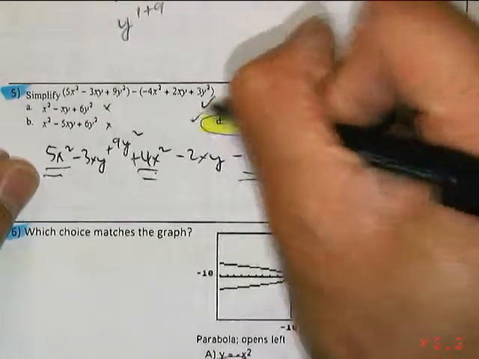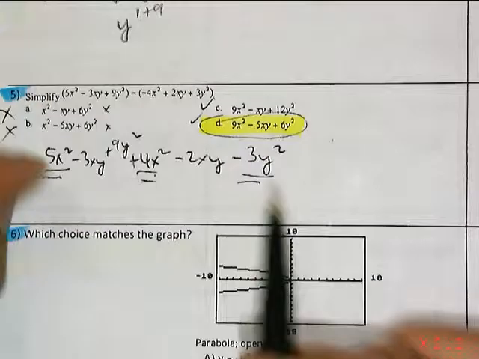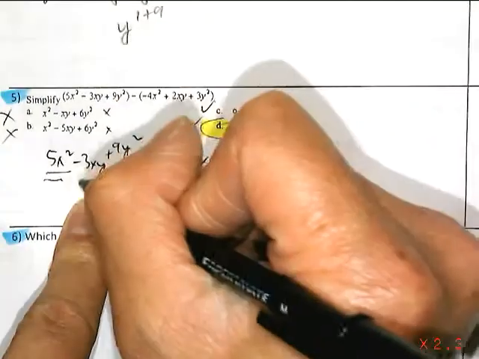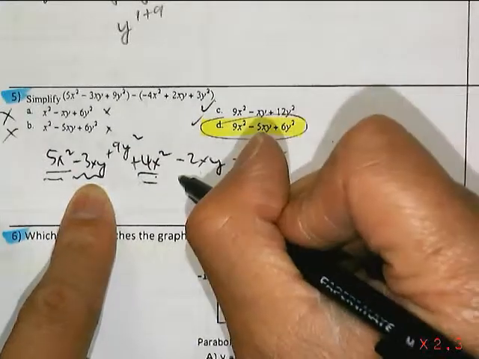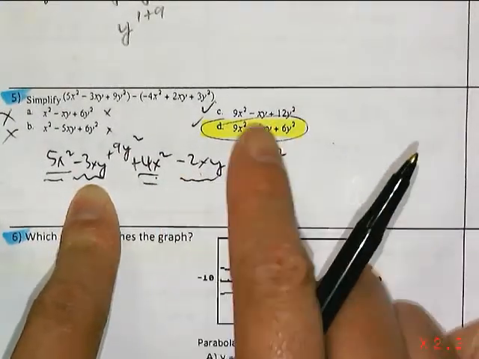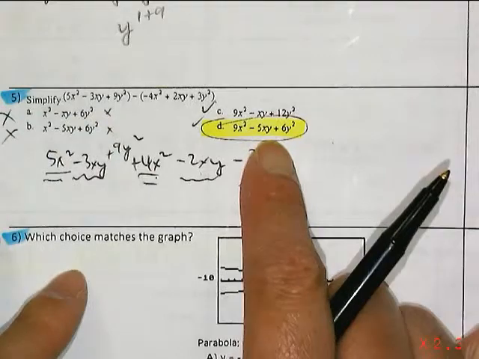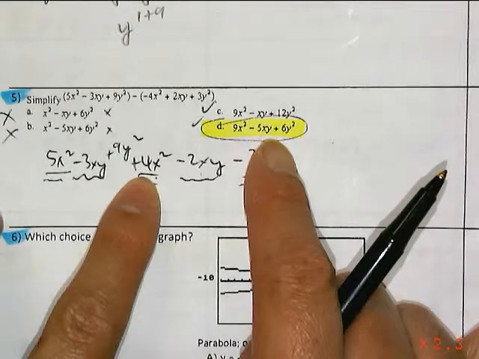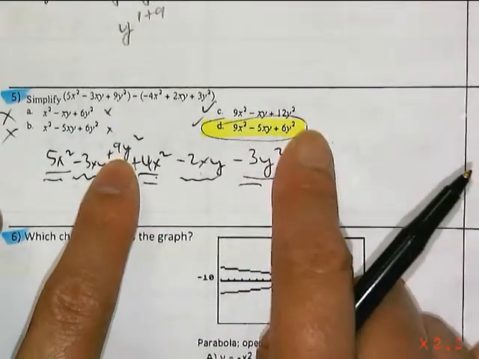So I know it's either C or D. I can eliminate A and B. I have negative 3xy and a negative 2xy. They'll give me a negative 5xy, and that's the only choice that has it. And that's 6y squared.